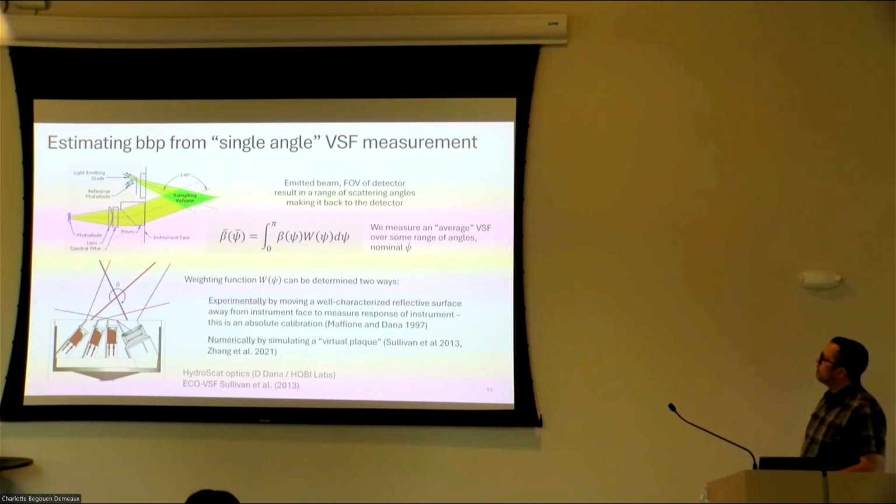And so those are the two real ways of measuring the weighting function and the approaches to calibration. The big papers there: Maffione and Dana in 1997 on the HydroScat describes the math of that actual plaque calibration, which is sort of intense. And then numerically, Sullivan et al. in 2013, and then recently Xiaodong and Emmanuel and some folks did another look at that. And that's numerically pretty intense as well.